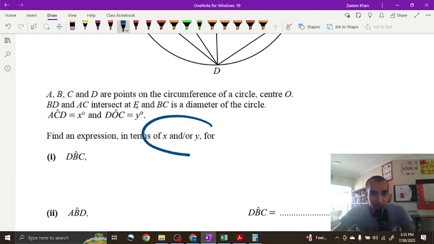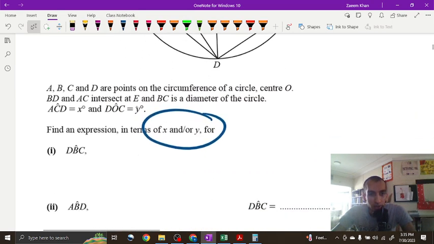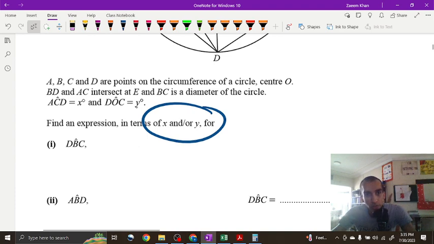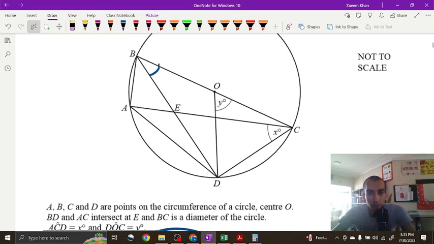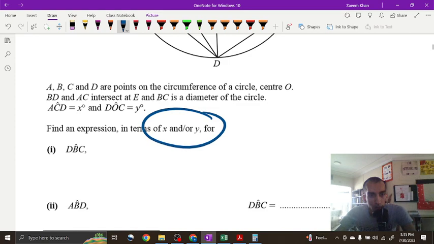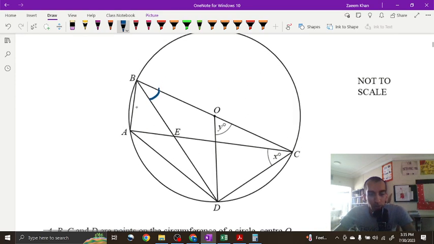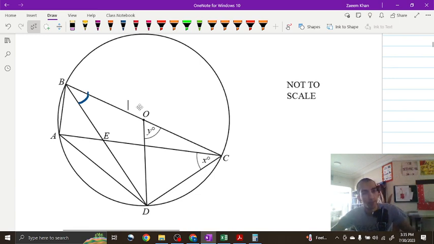Find an expression in terms of x and/or y for DBC. DBC is this angle over here. And now your answer should be in terms of x or y. So you're not going to get an answer like 50 or 40 or 30 or any of those exact numbers. So we're going to try to find DBC in terms of x or y. How can we do that?